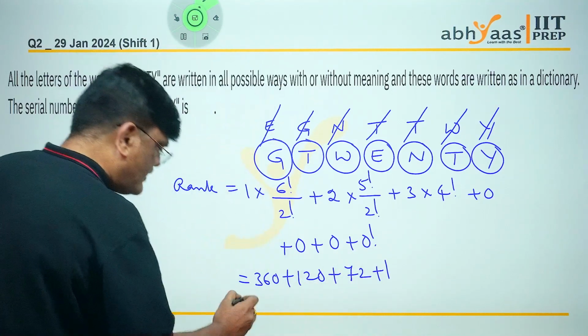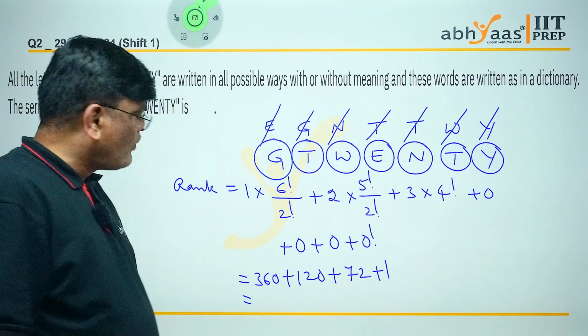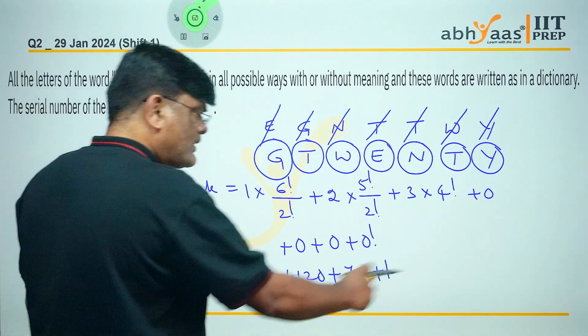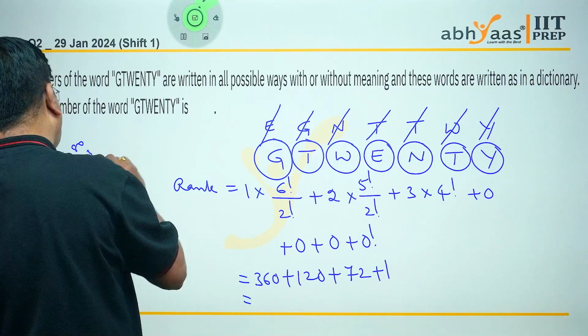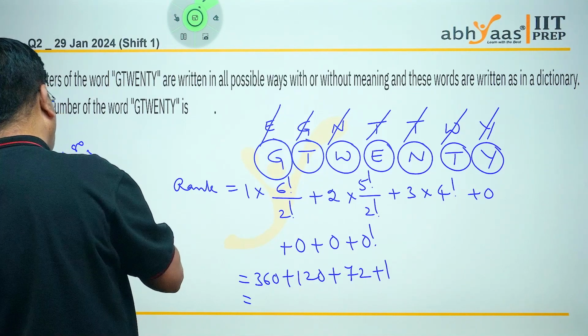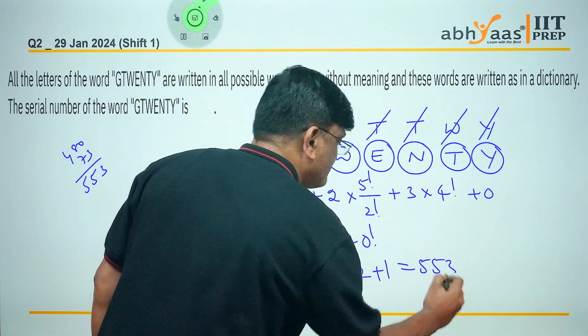Now adding this, what are we getting here? 360 plus 120, so that is 480. 480 plus 73. Now take calculation. 480 plus 73, that will be the final answer. Okay, 553 is the rank of the word G20.